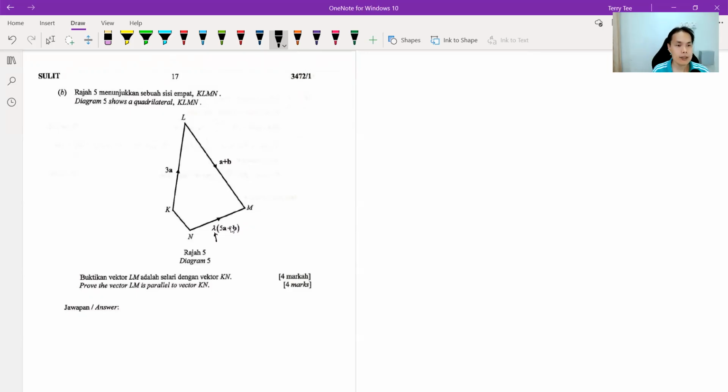Okay, anyway, we are given all the vectors. If I want to go from K to N, K to N is going downwards, right? So maybe I would start off by saying KN is KL plus LM plus MN. My KL is 3a. My LM is a plus b. My MN, since you're going in the opposite direction, is negative lambda (5a plus b). Let us expand this. This is 4a plus b minus 5 lambda a.